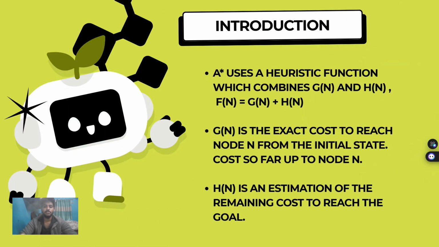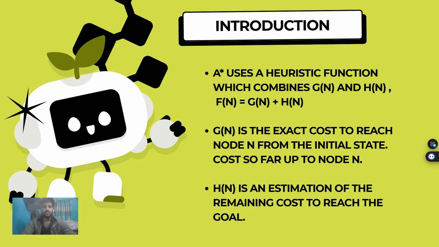A-star uses a heuristic function which combines both g of n and h of n. G of n is the cost, and h of n is the heuristic value. The formula is f of n equals g of n plus h of n. G of n is the exact cost to reach node n from the initial state, the cost so far up to the node n.